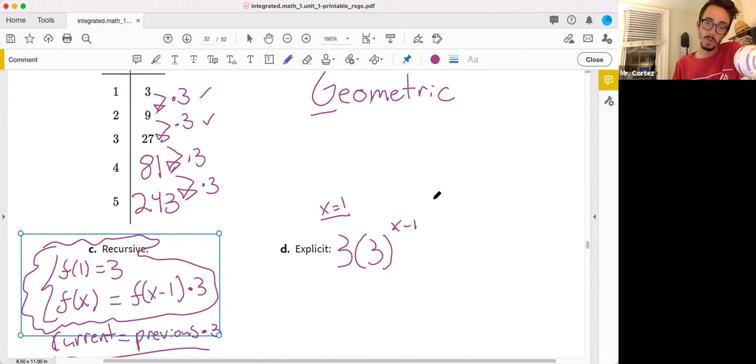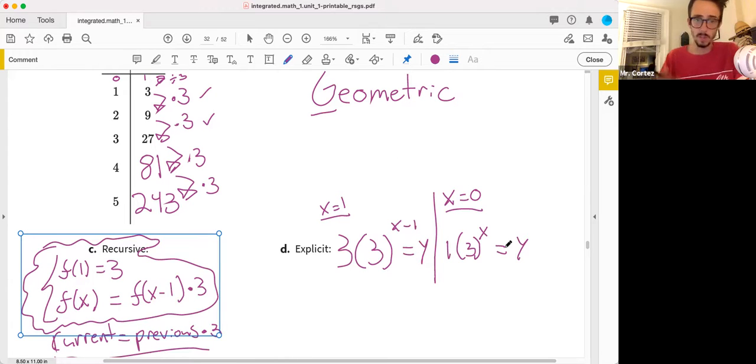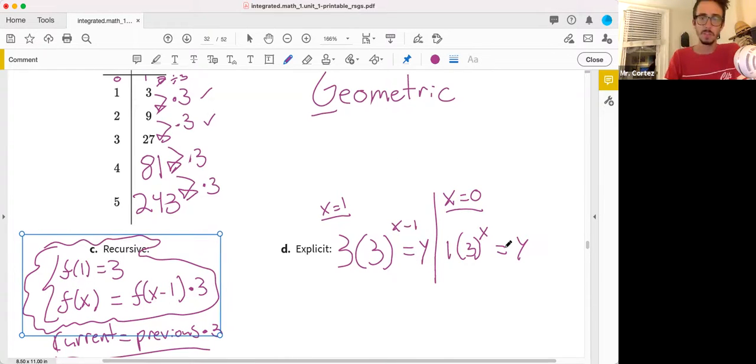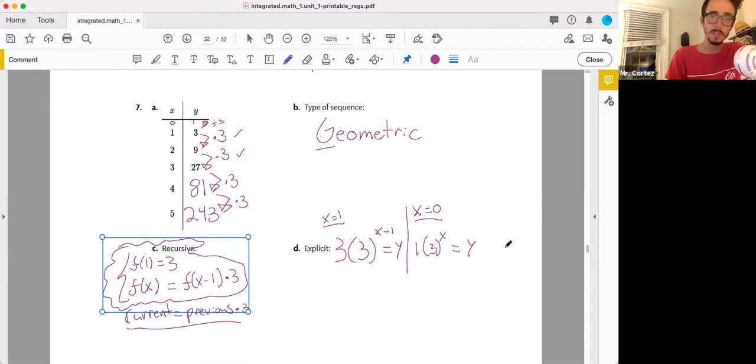This is when x is 1. If you want to go wild and go crazy and really crush what we're doing here, think about what the x equals 0 explicit could look like. You can backtrack, divide by 3. 3 divided by 3 is just 1. So starting at 1, we keep multiplying by 3, x times, and that equals y. So you have 2 ways you could write this. Actually, you have more if you want to, but these 2 are probably going to be the more common answers that we come across. Capiche?